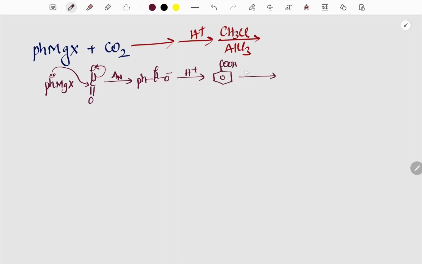Now the benzoic acid is treated with CH3Cl and AlCl3. So this reaction is Friedel-Crafts alkylation. And we know that when benzene has a meta-directing group, it does not undergo Friedel-Crafts alkylation. That means there is no reaction.